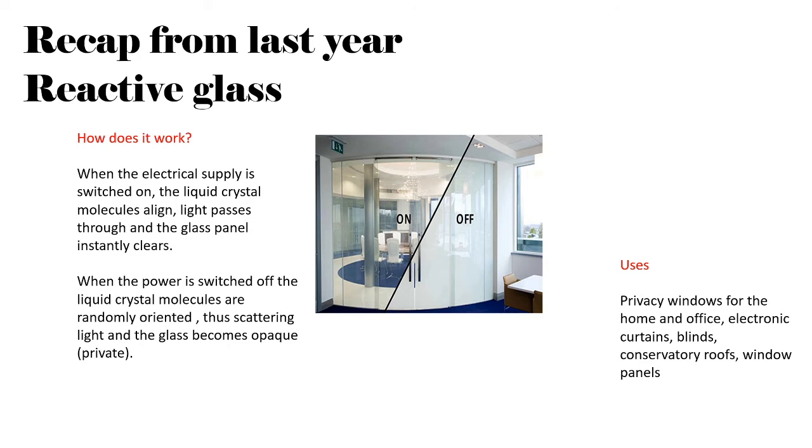Typically this is used a lot in privacy windows. In quite modern offices they use it quite a lot instead of having blinds, and they are starting to use it a little bit more in new build houses, like very expensive houses and things like conservatory roofs. It is still relatively expensive, so it's not really common, but the price is coming down, so you're starting to see it a little bit more.